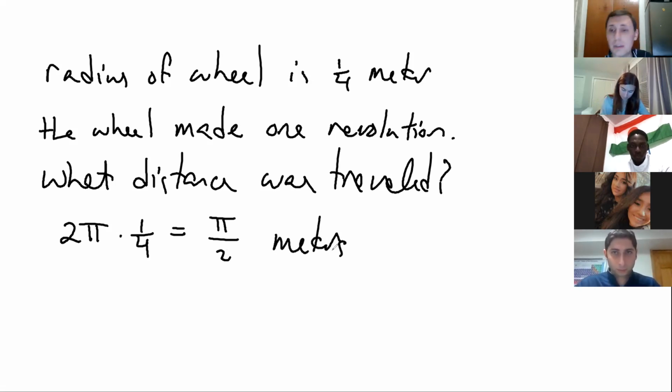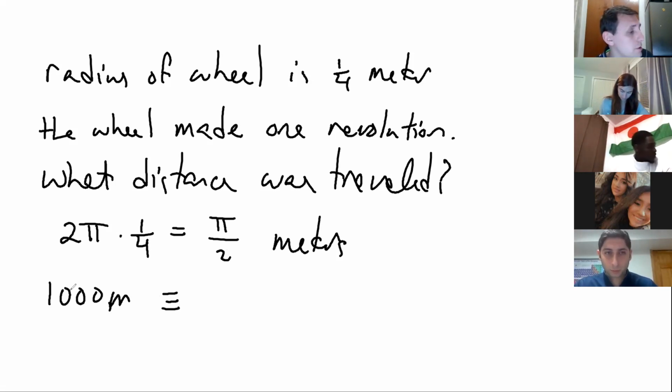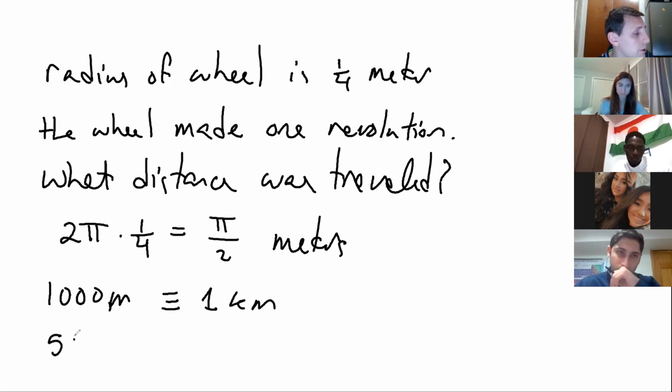So a little bit over a meter, because pi is 3.1 something, right? Do you see why I multiplied by 1/4, guys? It's like, for instance, if I had 1,000 meters, how would you convert it to kilometers? You convert it to 1 kilometer, right? So if you have 50 meters, how many kilometers is 50 meters? That's very obvious, I hope.